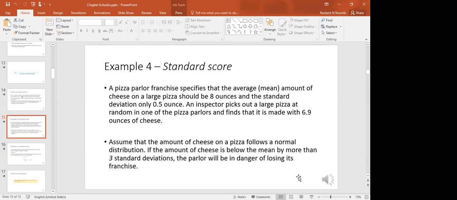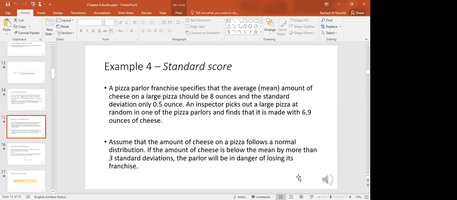So in this example, an inspector is going to come at random and pick a pizza and then calculate the quantity of cheese on that pizza to know if they are not actually cheating. So what is that quantity? 6.9. He comes and finds that 6.9 is within 3 standard deviations. So no problem. You go to court, they will say, yeah, we are sorry for you, but you are still within the acceptable range.